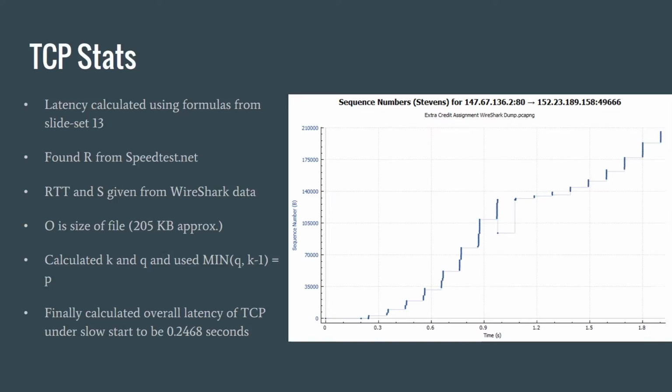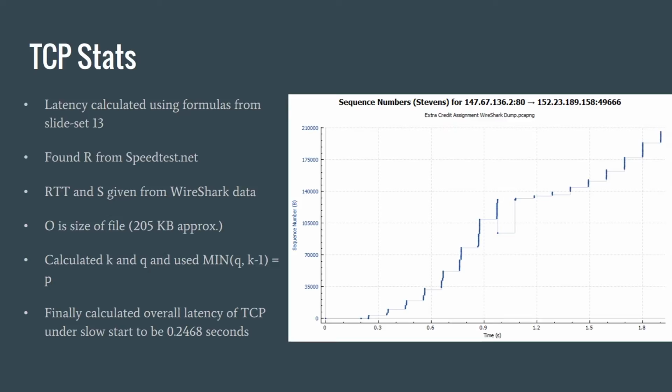For the TCP section, we calculated the latency, or the TCP idle time, using formulas from the TCP performance slide set, which was slide set 13, using the formula on page 8 and the formulas on page 9. We found our value for R from a website called speedtest.net, which gave us an R value of 38.21 megabits per second. This is the main value that could possibly have changed depending on the amount of traffic on the wire at one time. And it's possible that over more repetitions, our R value could have changed, which would slightly change our latency time. But for this experiment we used an R value of 38.21 megabits per second.